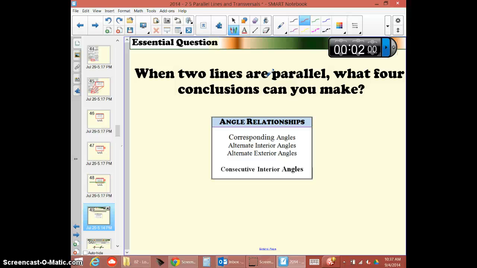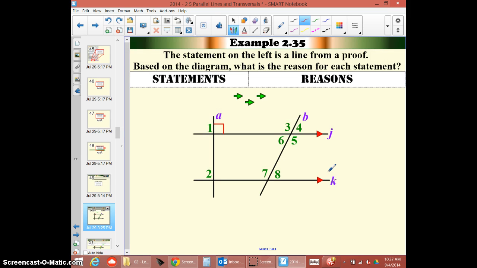When two lines are parallel, what four conclusions can you make? So we got two lines are parallel. What conclusions can you make? You've got that corresponding angles are equal to each other, and then you've also got that this is supplementary. Write those down in your own words, right here.